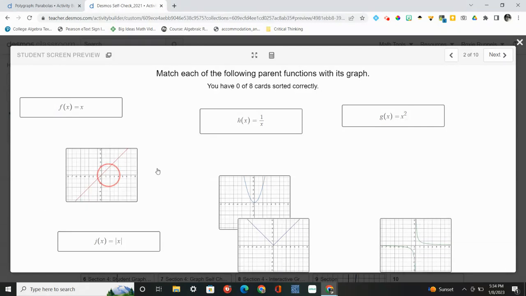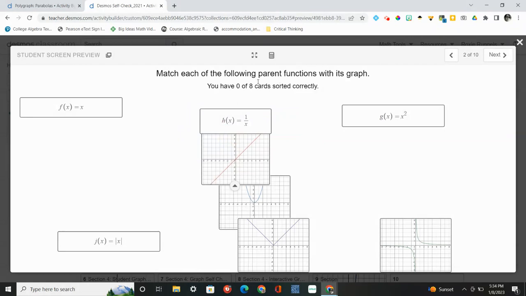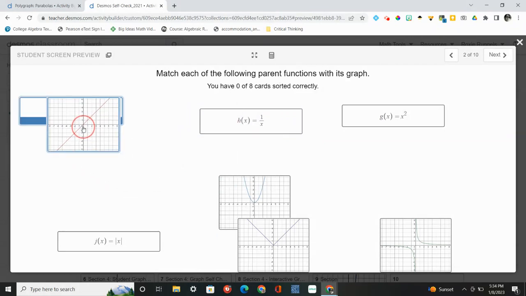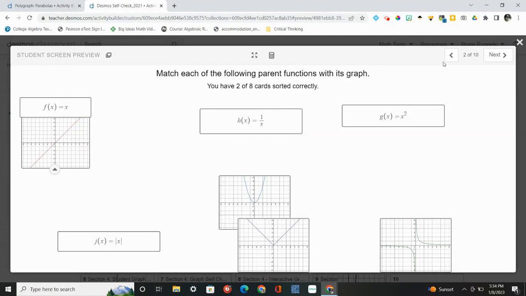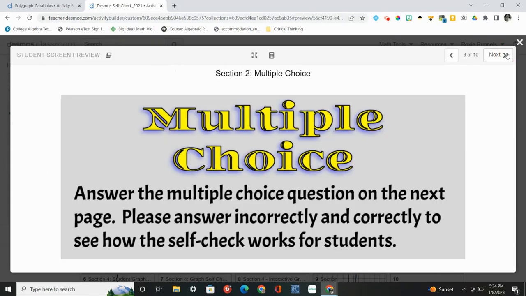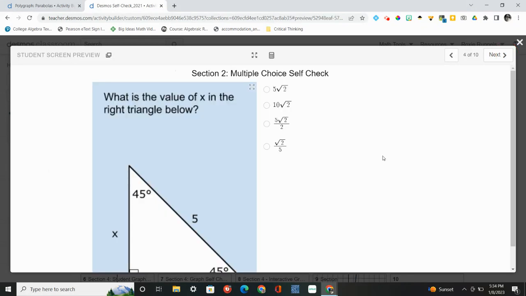What I love about this is you can match cards and it tells you immediate feedback for students if they got it right or wrong, which is phenomenal. It gives them that immediate feedback. They don't have to wait for the teacher. Of course, multiple choice, multiple select.